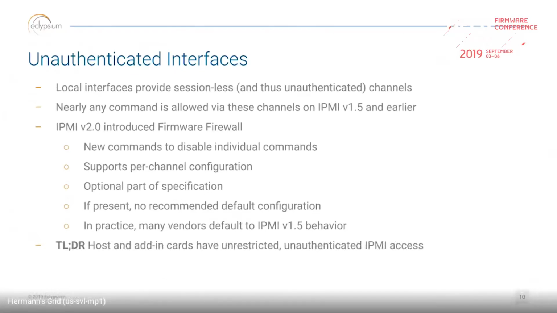Now, in IPMI 2.0, there was an understanding that we also defined local interfaces to include things like I2C out to peripheral cards, which means that a peripheral device could actually send unauthenticated commands to the BMC and do all sorts of things that you probably shouldn't be able to do. Especially when you start looking at other protocols and transports for these commands, you run into a bad scenario. So there was the introduction of the firmware firewall, which is essentially a set of IPMI commands that let you flip a few bits to disable certain commands over certain transports or certain channels.